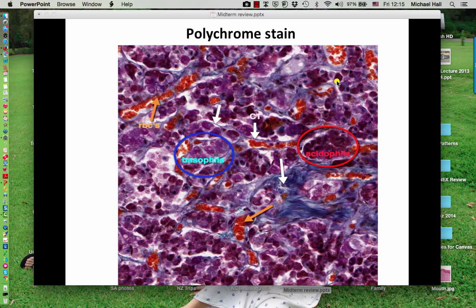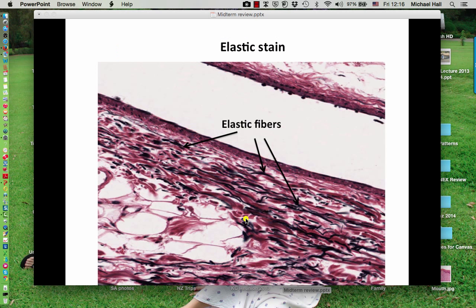Polychrome stain is also used to stain the pituitary. It's a fairly specific stain for the pituitary, and I just wanted to show that it stains connective tissues here, and here's a larger piece of connective tissue. It stains it a blue color, pretty much the way Masson's trichrome does, and also stains erythrocytes this orange color. But it's a pretty specific stain for the pituitary.